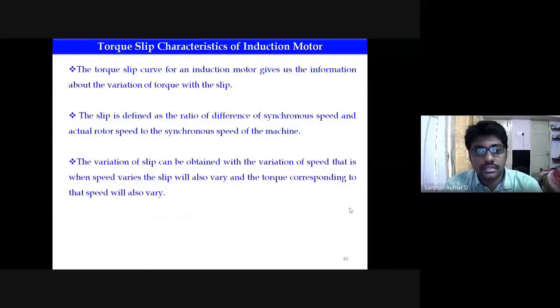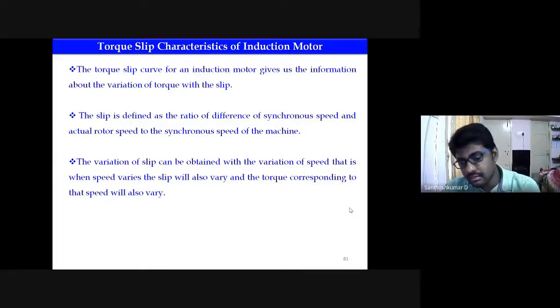In the previous classes, we have discussed various things such as motors and their applications, the types of motors, the importance of the induction motor, its working principle, construction, and the torque equation. So these are the things we saw in the previous classes.